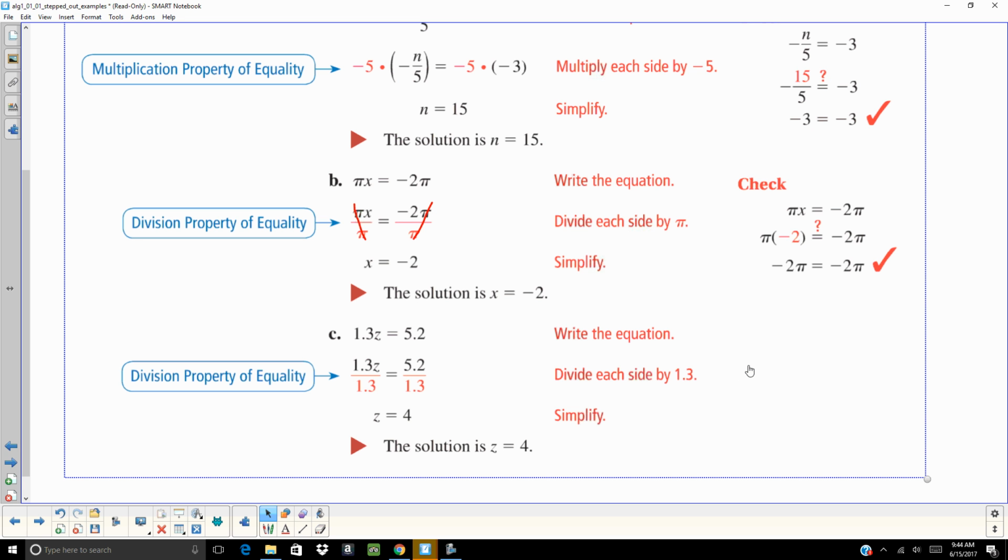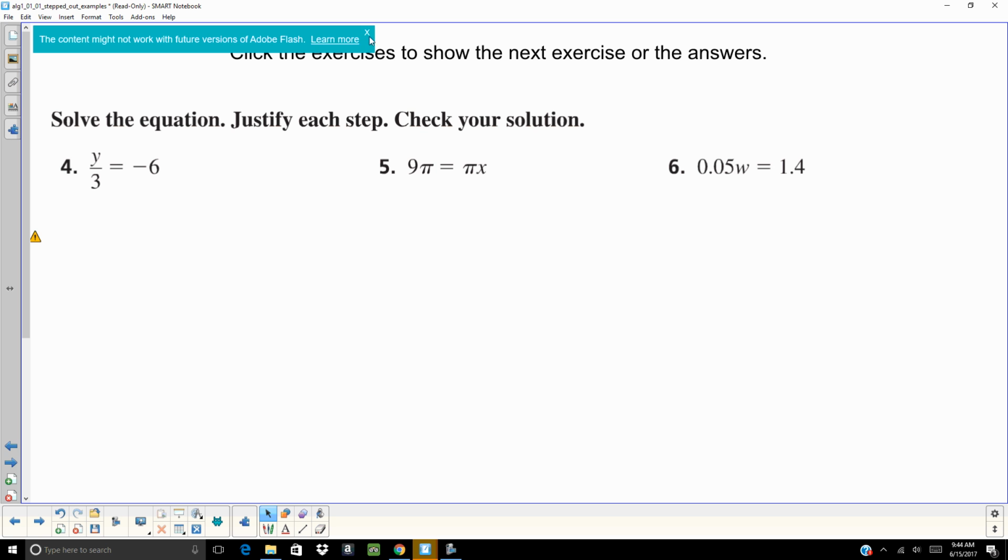I want to write down my solution. A lot of times I'll just circle it, go back and check it, write the original problem down, take out the z, put in 4, 5.2 equals 5.2. All right, take a second, pause, try these 3 on your own, and I will put up the answers in just a second.